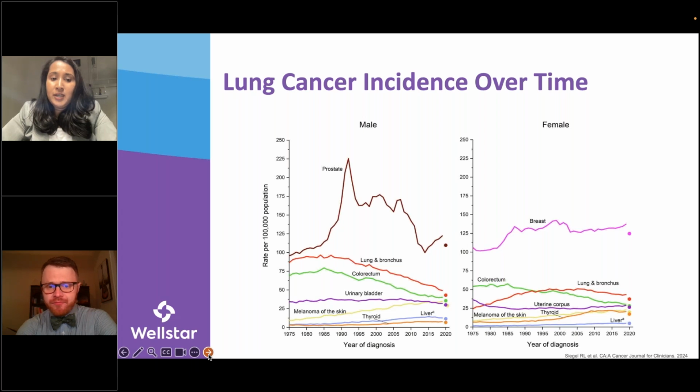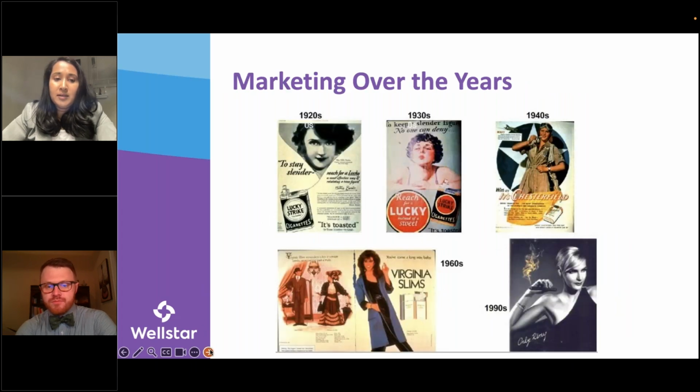Another way to look at the different cancer incidences over time. As can be expected, prostate and breast are number one for males and females respectively, and then lung cancer is number two for both. As you can see from the trend of this graph, there is a steeper decline for the male population as compared to the female population, which is now just slowly starting to come down. A lot of that has to do with how tobacco products have been marketed over the last few years.